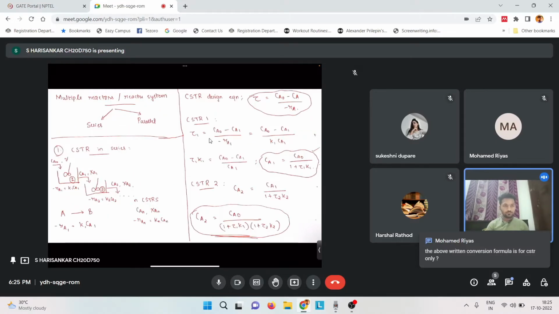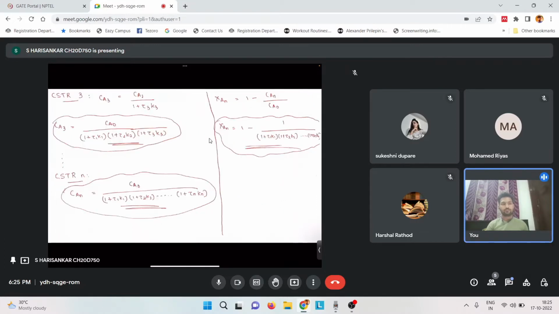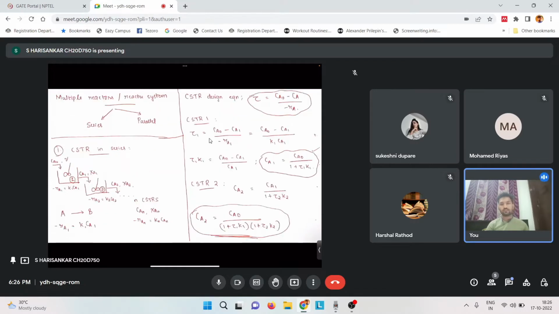The above written conversion formula is, yes, only for CSTR, because the design equation that we use there is the CSTR design equation. We are using the CSTR design equation to derive this equation. If we wanted to do this for PFR, we would have to use the design equation for PFR. We will come to that actually. So this general equation that we just found here is only for CSTR.